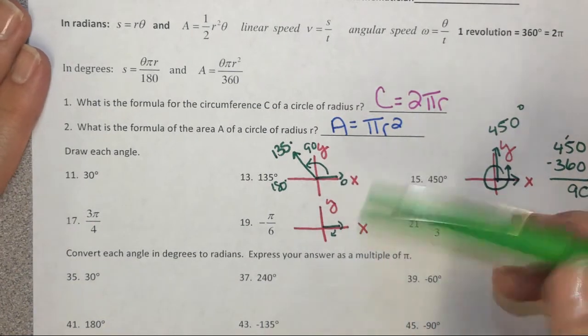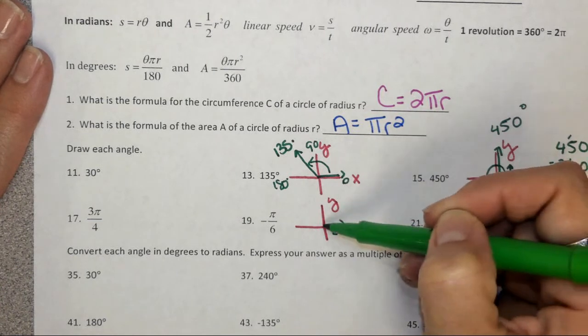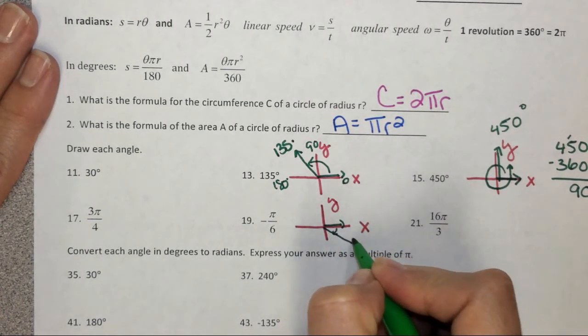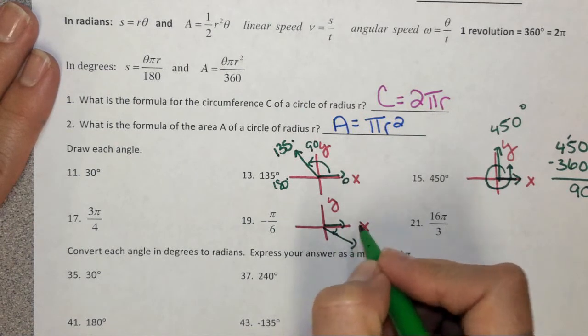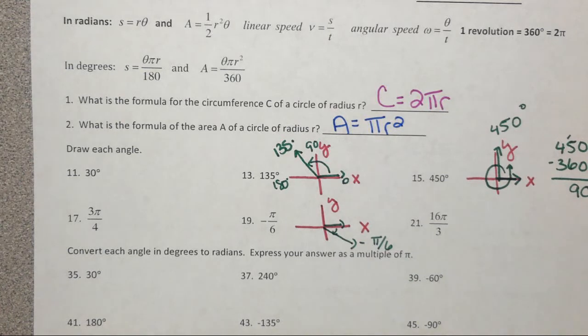And then I know that positive pi over 6 is located in quadrant 1, and it's really close to the x-axis. So I know negative pi over 6 is going to be located really close to the x-axis, going to be in quadrant 4. So that's how you do this section here.